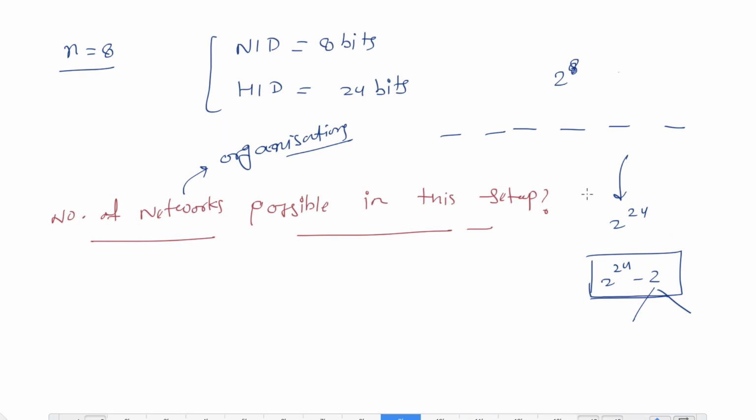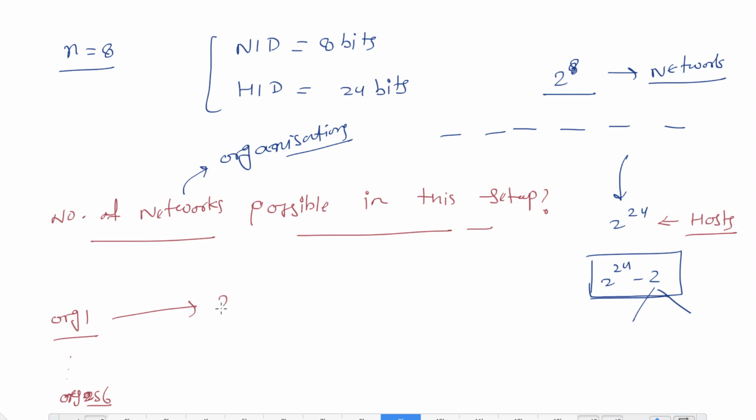Okay. So 2 power 8 networks are possible, and within one network, just listen here carefully, there are 2 power 24 hosts possible, or you can say IP addresses. I hope you got the point. Now just looking at the setup, do you think this is a good idea, to give our organization a setup where you can use 2 power 24 hosts and your network ID is fixed, which means I can set up only 256 organizations? So let's suppose I set up 256 organizations, and within one organization there will be almost 2 power 24 hosts, right?